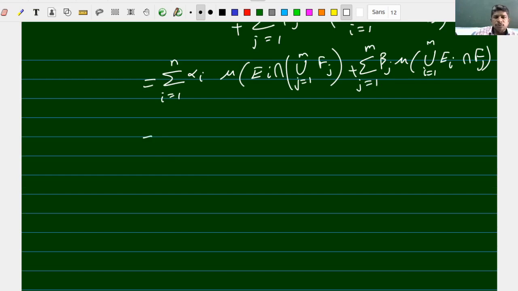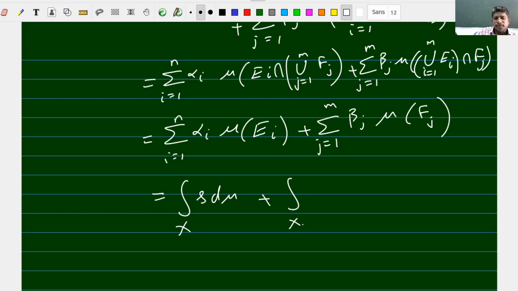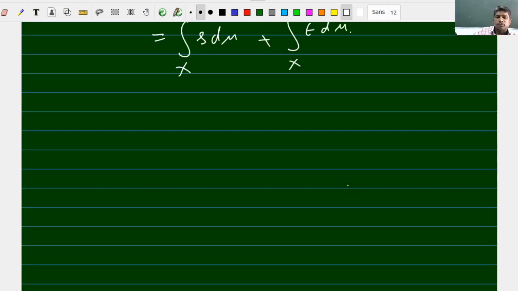Okay, so this is equal to summation i from 1 to n alpha_i mu of E_i, because the union of F_j is the whole space X, and E_i intersection X is E_i. The second part, summation j from 1 to m beta_j mu of F_j, because the union of E_i is whole X, and X intersection F_j is simply F_j. So by the definition of the integral of s, this is integral over X s d mu plus integral over X t d mu, hence the theorem, right?